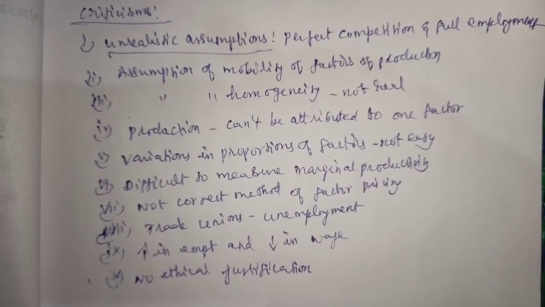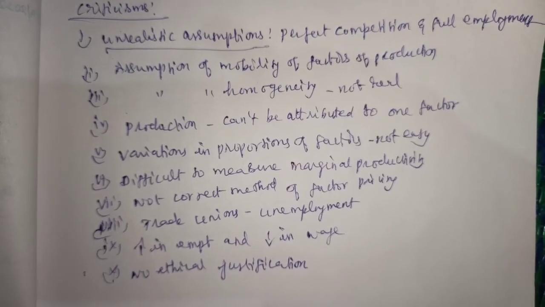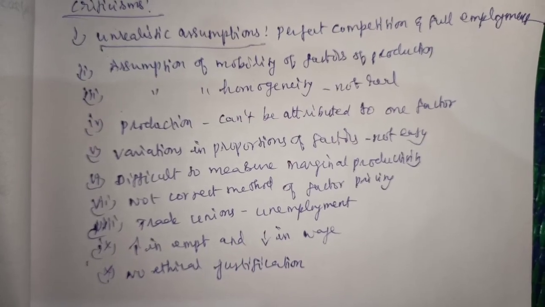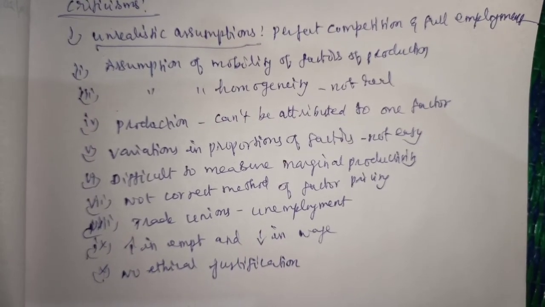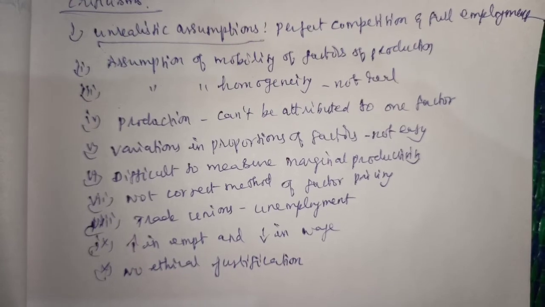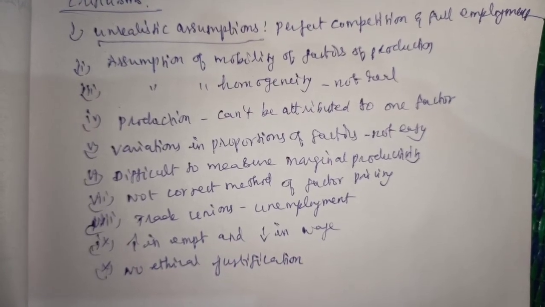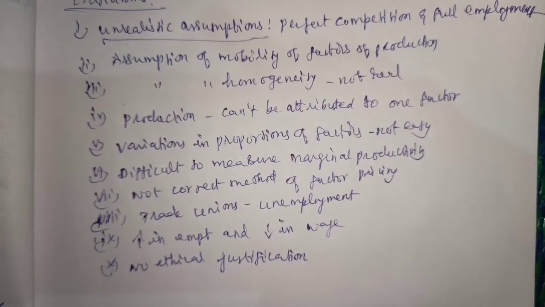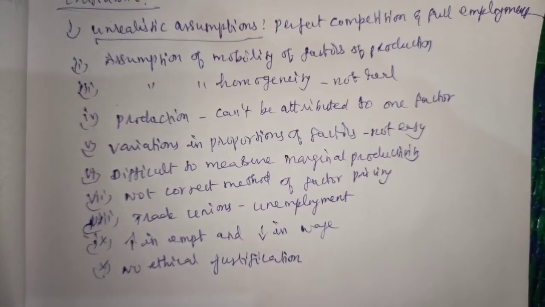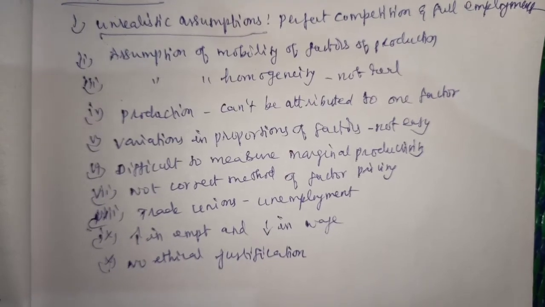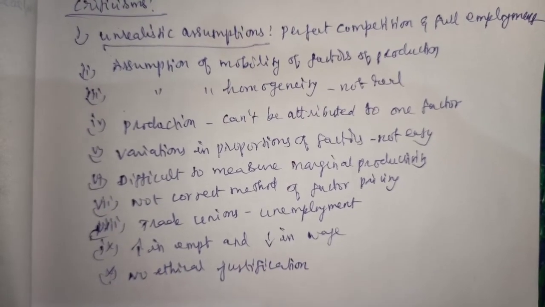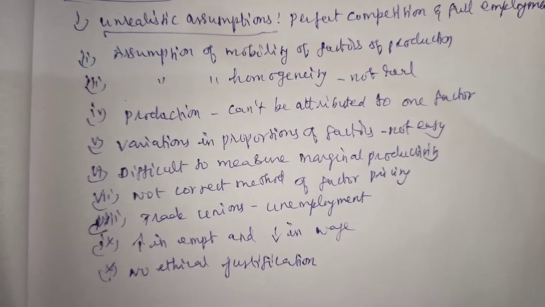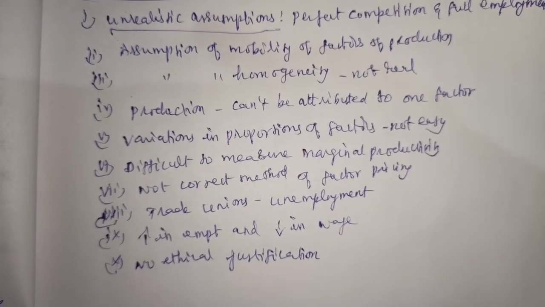And the next one, variations in proportions of factors are not easy. In our example, 100 laborers with 10 machines and 101 laborers with 10 machines, it is very difficult to vary the factors of production to carry out the production process. And then it is also very difficult to measure the marginal productivity. And then this is not the correct method of factor pricing.